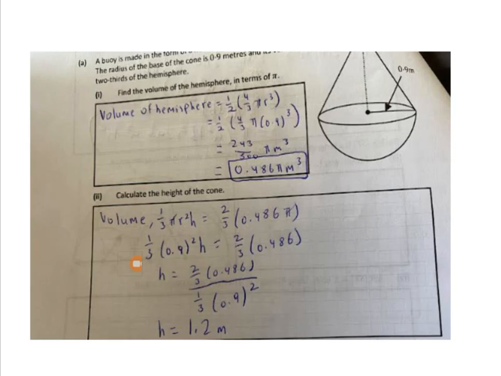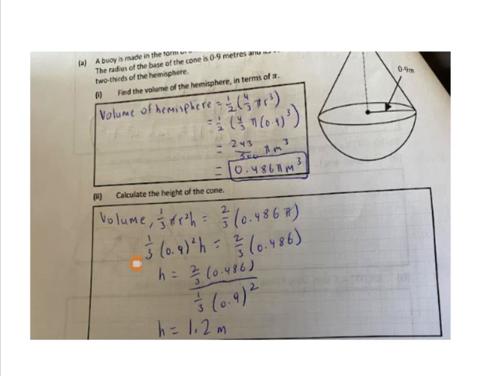Now, moving on to part 2, we're asked to calculate the height of the cone. So we know from page 10 of the log tables that the volume of a cone is equal to a third pi r squared h. But we also know from the question that the volume of the cone is equal to 2/3 of the hemisphere volume we just worked out.